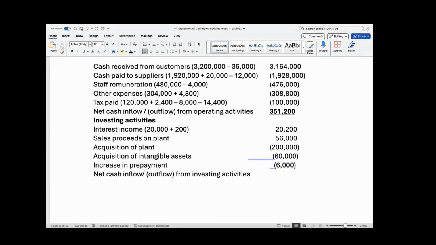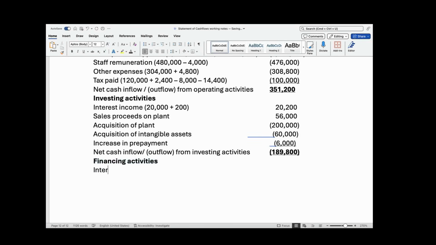What does this give us? 189,800 outflow. Thank you. Then I have my financing activities.